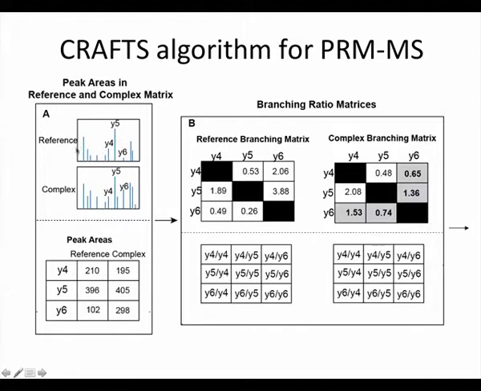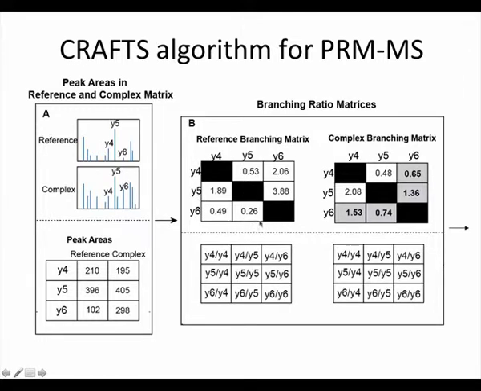So let's say this is our spectra for our peptide of interest, say AKT1, and we're looking at just these 3 transitions. In PRM we'd be looking at all of them, but I'm just using these 3 as an example. This is the intensity of these 3 transitions in reference and complex. So we make a branching ratio, which is essentially all of the permutations of ratios for all of the different transitions. Along the diagonal there's going to be 1, so we don't care about that. But here, Y5 over Y4, and so on, so we get all of these.